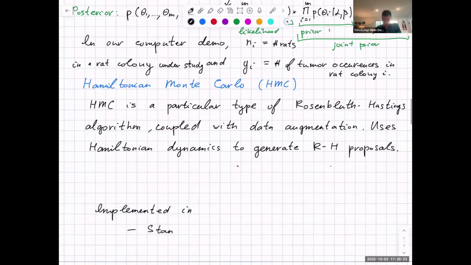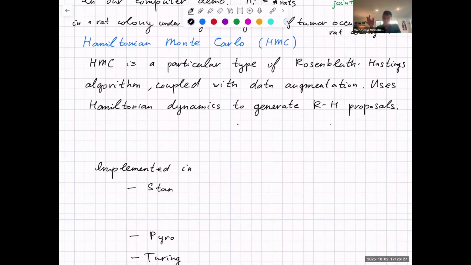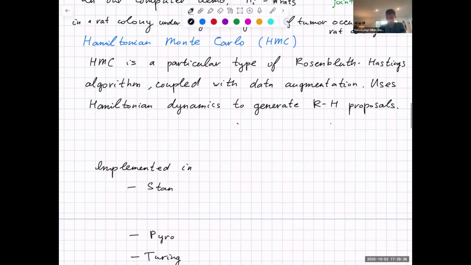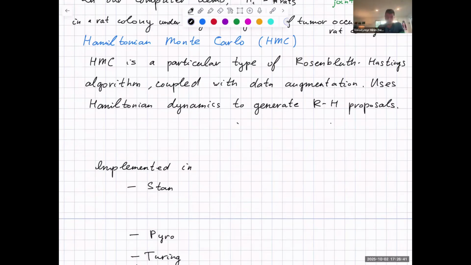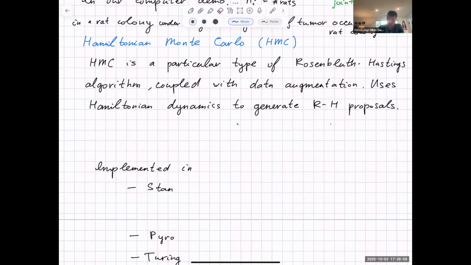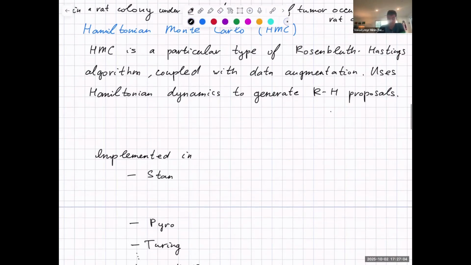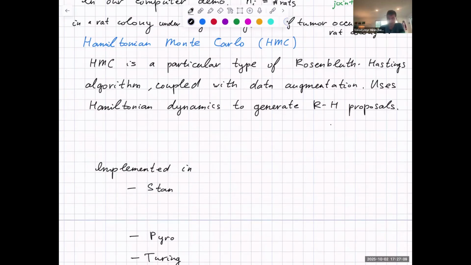Before we go into the computer lab, I just wanted to mention we will be using something called Hamiltonian Monte Carlo, and I know it came up during discussion with Thanasi and Jesselyn on Tuesday. It's a separate topic, but I wanted to briefly mention it so you recognize the terminology in practice. This is right now probably the most popular computational approach to Bayesian modeling. It's a particular type of Rosenbluth-Hastings algorithm coupled with some data augmentation. There's some trick that needs to be done before you start doing Rosenbluth-Hastings. It uses Hamiltonian dynamics, and some interesting physical analogies, to generate Rosenbluth-Hastings proposals. The reason it's very popular right now is that it works really well in high dimensions. It generates high dimensional proposals that are accepted quite often, so they're not wasteful.